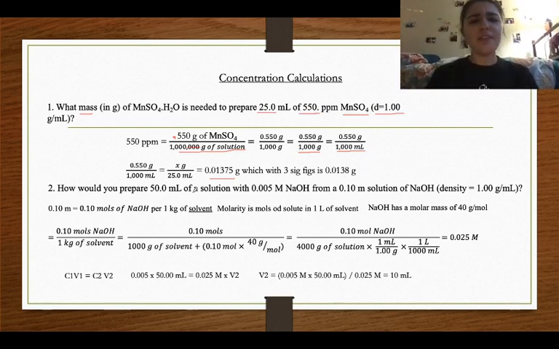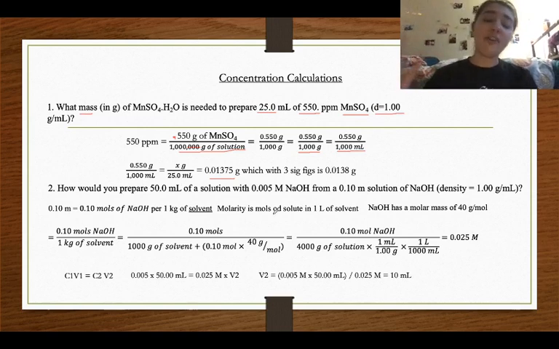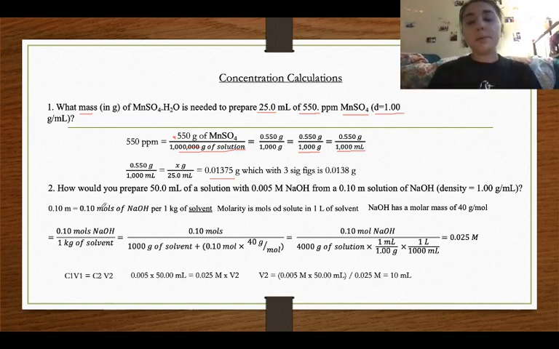All right, how would you prepare 50 mils of solution with 0.005 molarity of NaOH from 0.10 molality of solution of the sodium hydroxide? Again, a very familiar density. Wonderful. Okay, simply going to set this up.